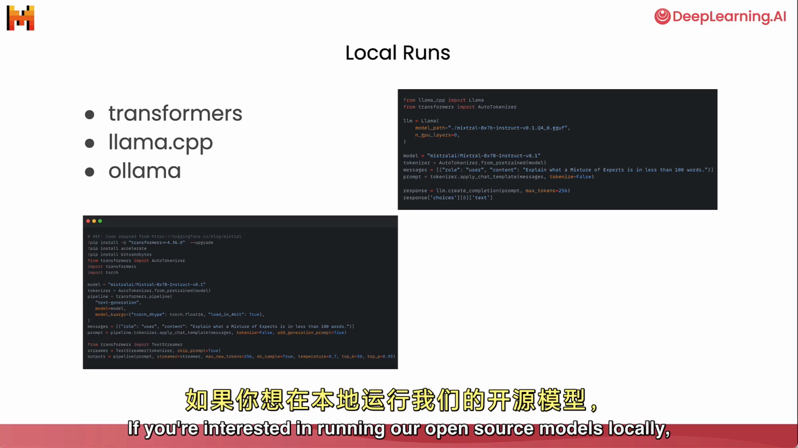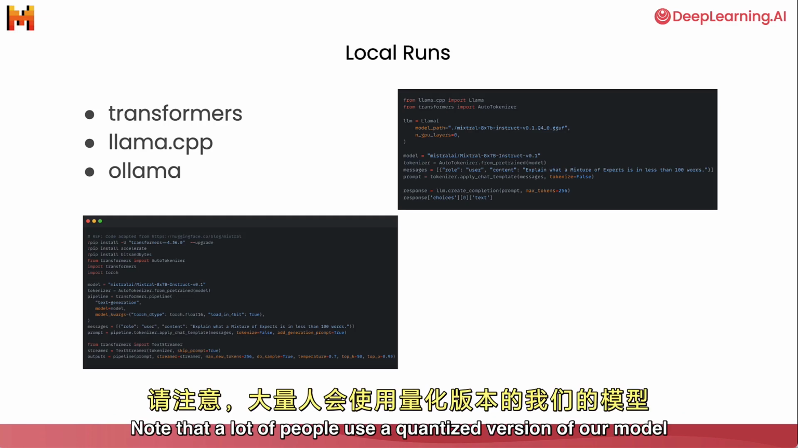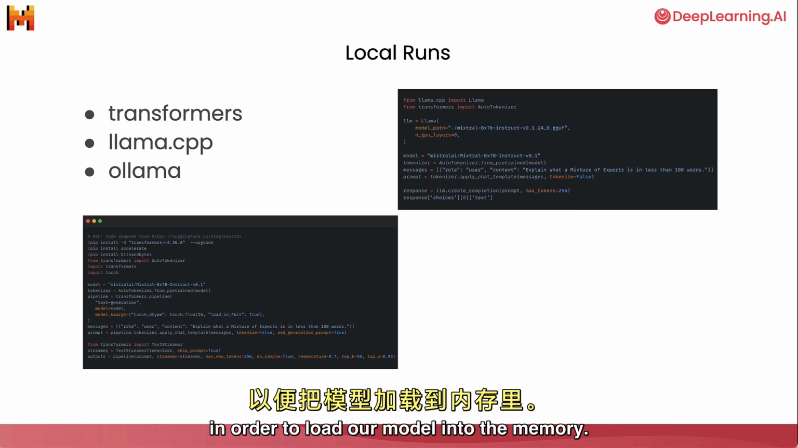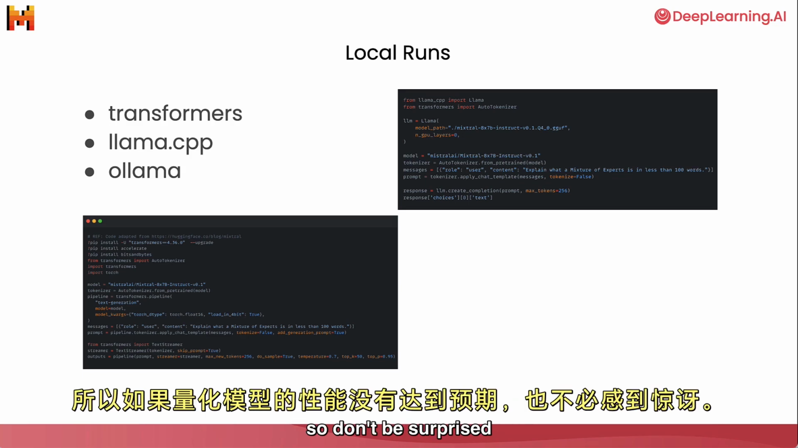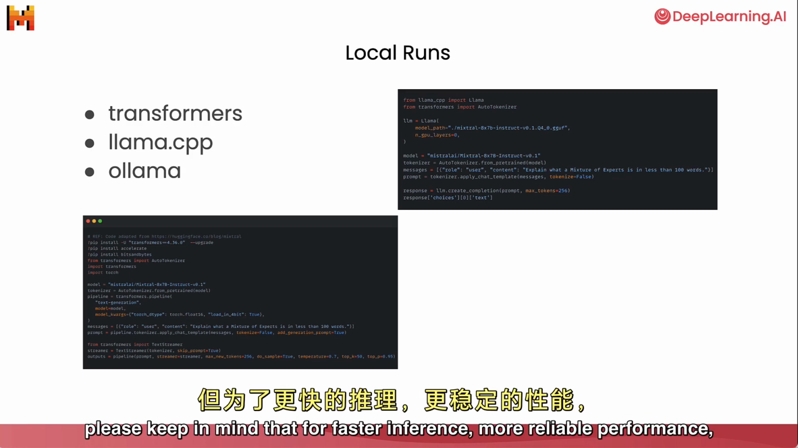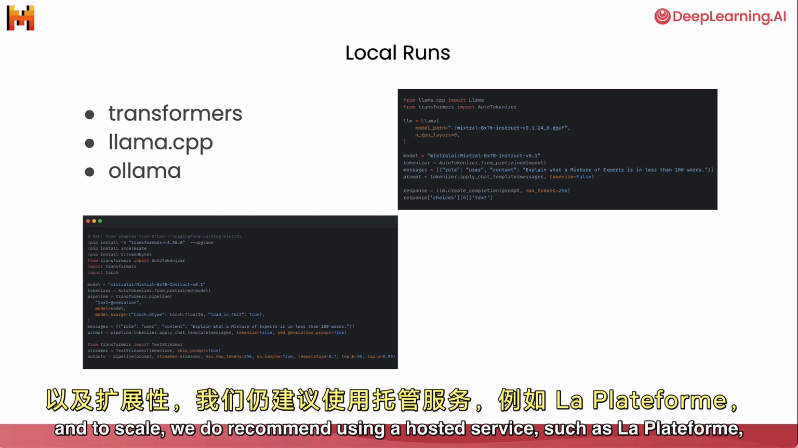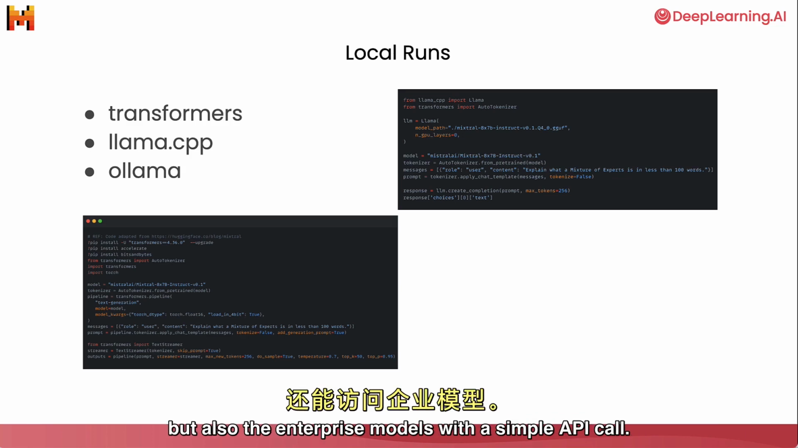If you're interested in running our open source models locally, you can use transformers, Llama CPP, or Ollama. Note that a lot of people use a quantized version of our model in order to load our model into the memory. Keep in mind that model quantization may harm model performance. So don't be surprised if the quantized model doesn't perform as well as expected. Even though it is fun to download Mistral models on your own machine, please keep in mind that for faster inference, more reliable performance, and to scale, we do recommend using a hosted service such as La Plateforme, where you can access not only the open source models, but also the enterprise models with a simple API call.